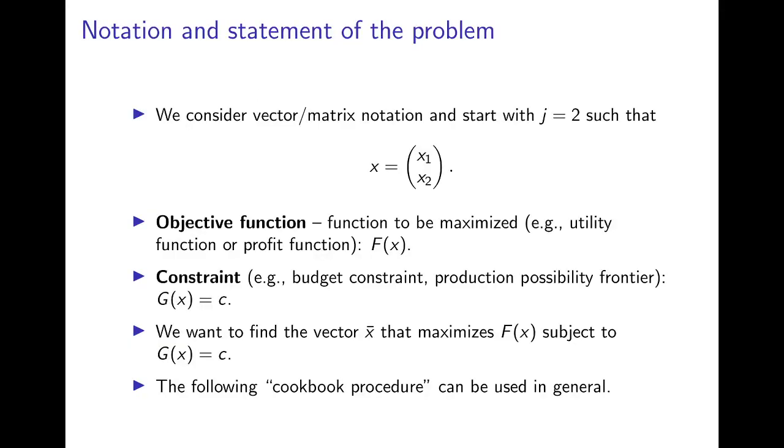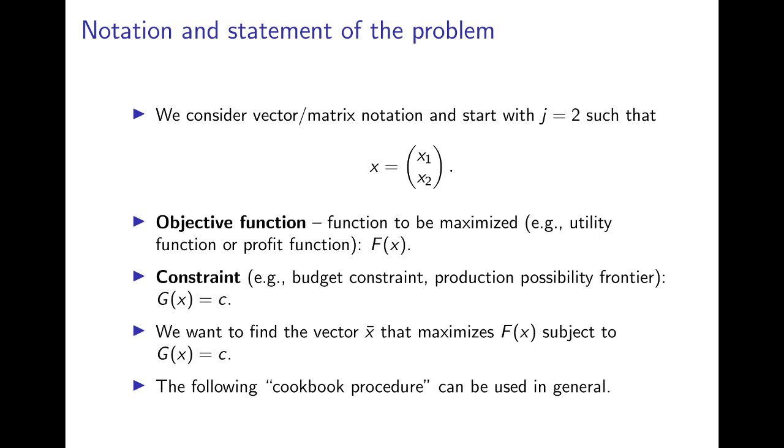As far as the notation and the problem statement are concerned, we use vector matrix notation in most of this chapter, and we start with a two-dimensional case so that we have two goods or two production factors at the beginning, such that the vector x that we use contains two elements, x1 and x2. In the context of a utility maximization problem, that would mean consumption good 1 and consumption good 2. Now, the function to be maximized, or the so-called objective function, is denoted by f of x. So that's a function of the input vectors that we have.